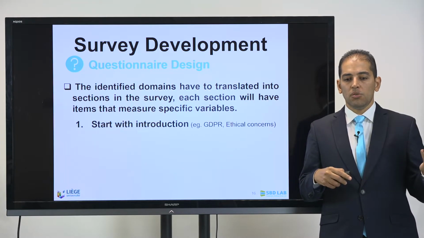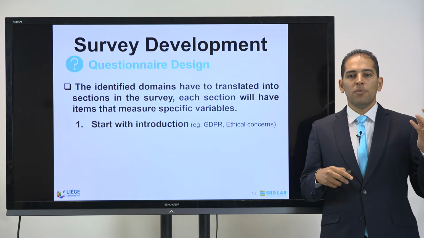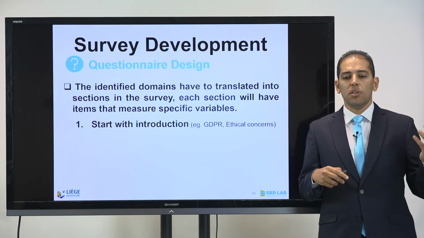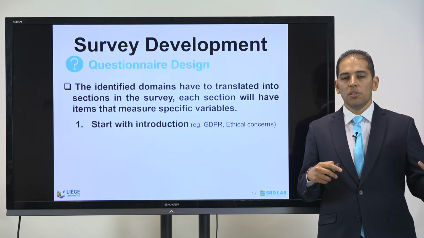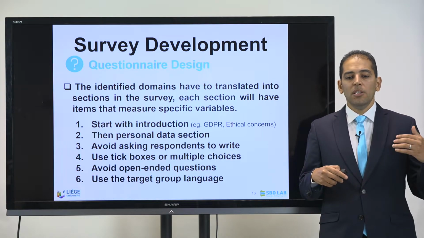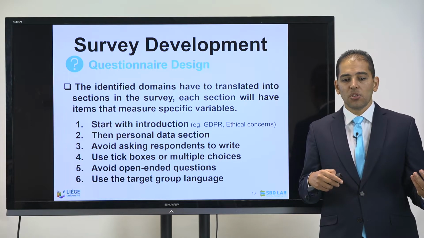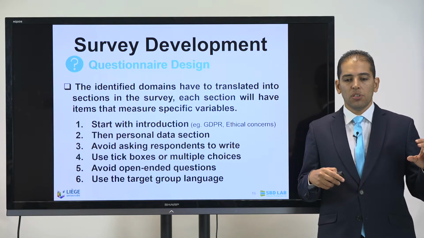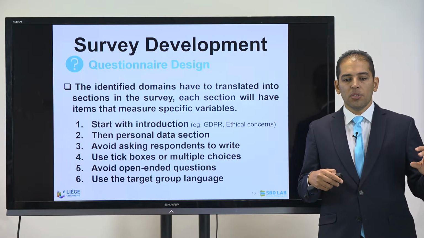So you start with the introduction. In the introduction, you can give information about the ethical concern, about the consent, about the institution, about the place, about the responsible contact person. Then you can come up with a personal data section. So first start with the introduction about the consent, then personal data.